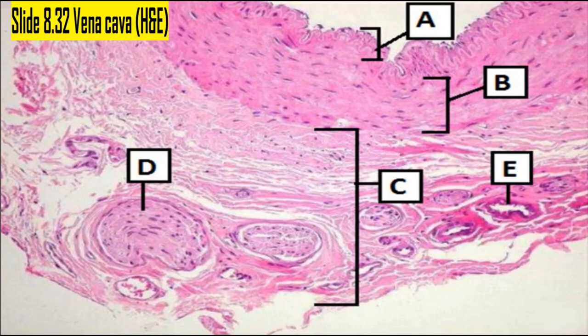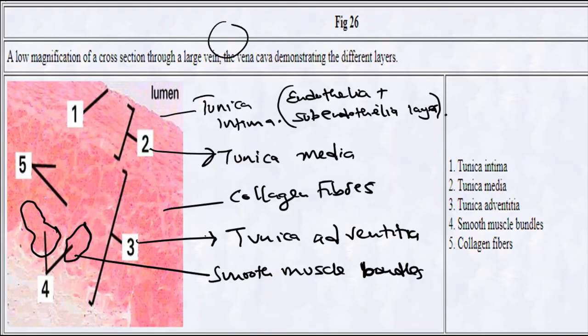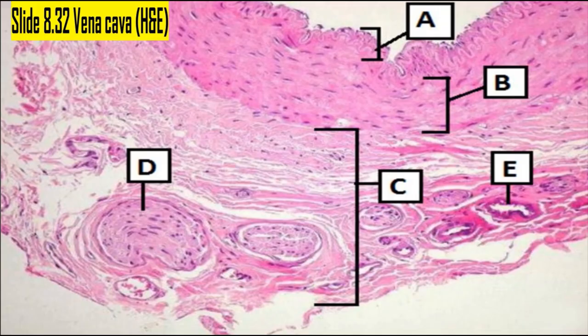This is the high power diagram. So this is at high power that you are going to draw. So first of all, you draw it at low power. This is low power. And then you also draw it at high power.